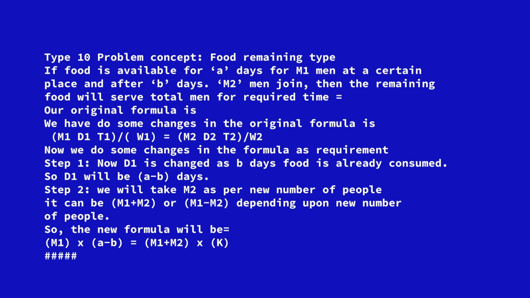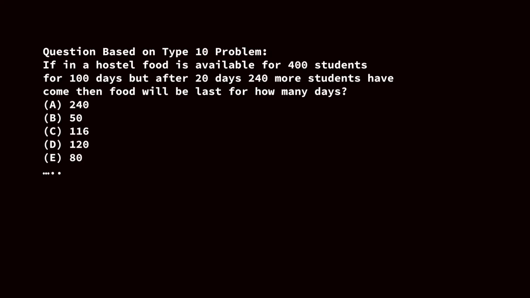As M2 new members are coming, M2 will become M1 plus M2. If M2 people are leaving, then it will become M1 minus M2. So we can simply use the formula M1 into A minus B is equal to M1 plus M2 into K. K is the number of days, how many days the food will remain.